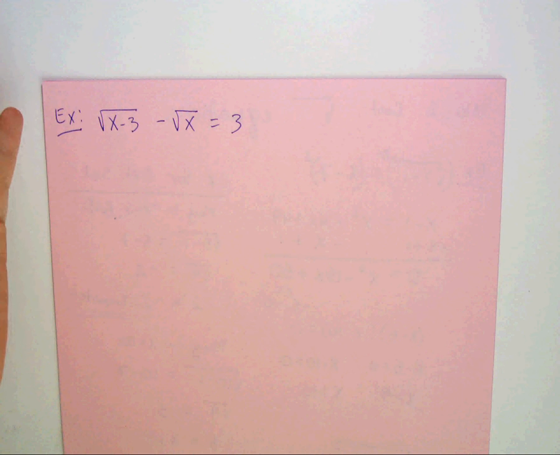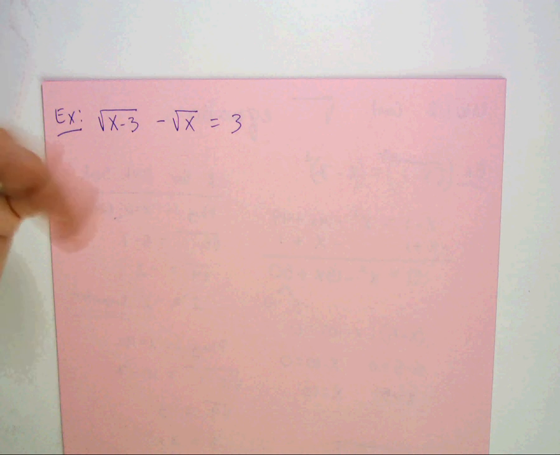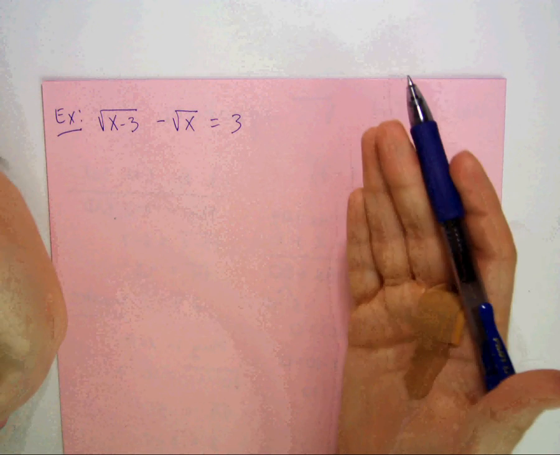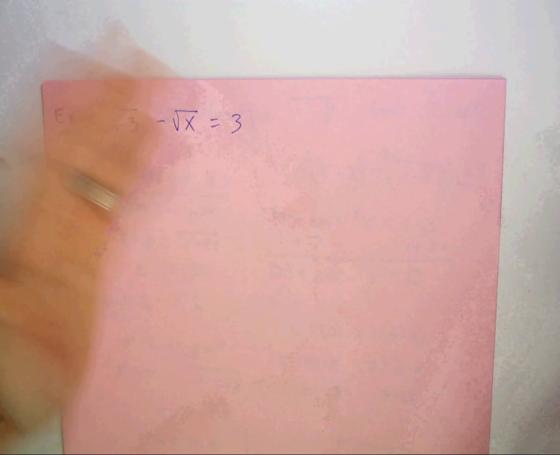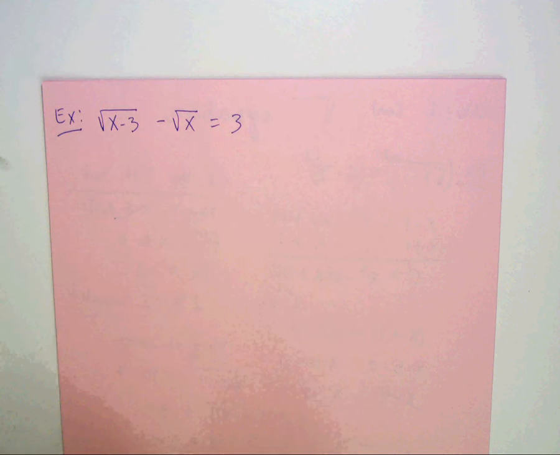The square root has to be by itself thing goes out the window, because there's no way in this case to get a square root by itself. You can go ahead and square both sides like this. I find it a little bit easier if I have one square root on one side and the other square root on the other side. You may have to work out a few and see what works best for you. But that's the way I'm going to do it.